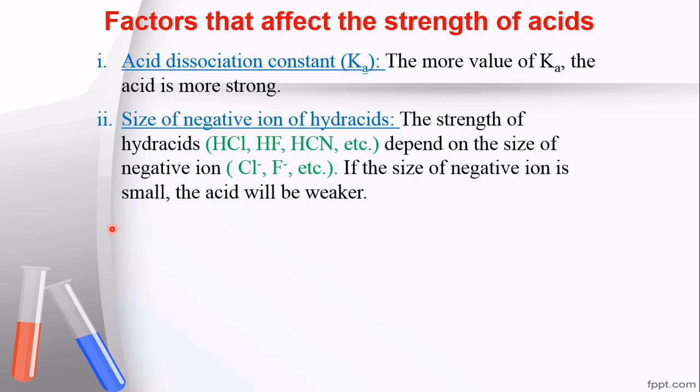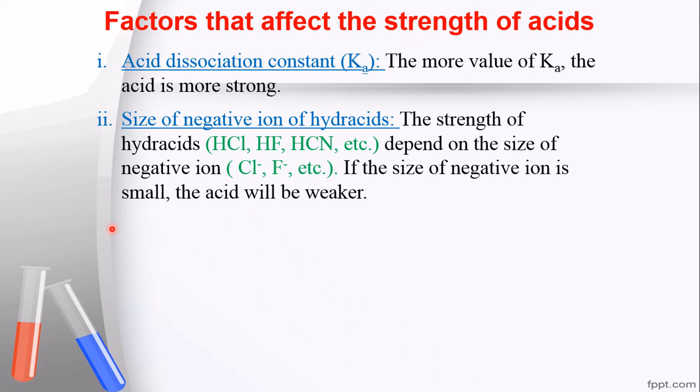Now, the size of the negative ion of hydroacids. At first, you have to know what hydroacids are. There are two types of acids, hydroacids and oxoacids. Hydrogen is a must for every acid, but you will see that most acids also have oxygen. The acids which have no oxygen atom are called hydroacids. For example, hydrochloric acid, hydrofluoric acid, hydrocyanic acid. Look, there is no oxygen, so these acids are called hydroacids.